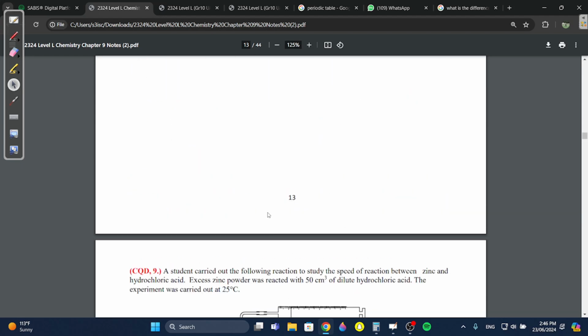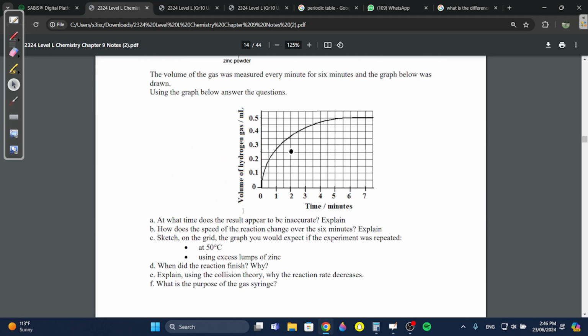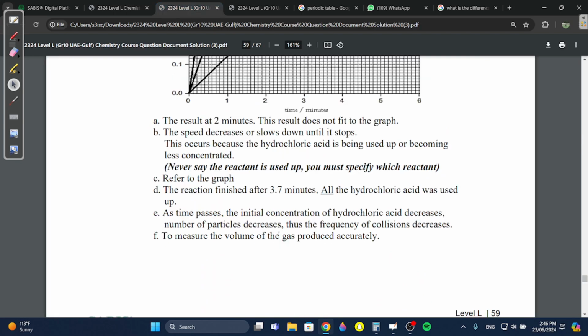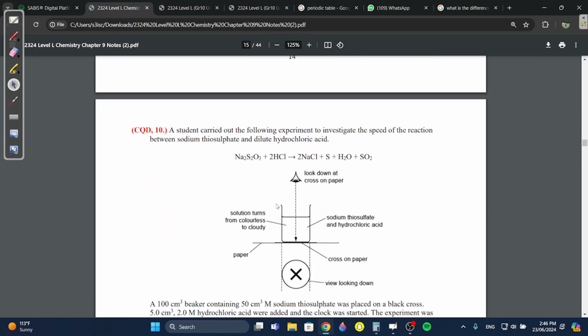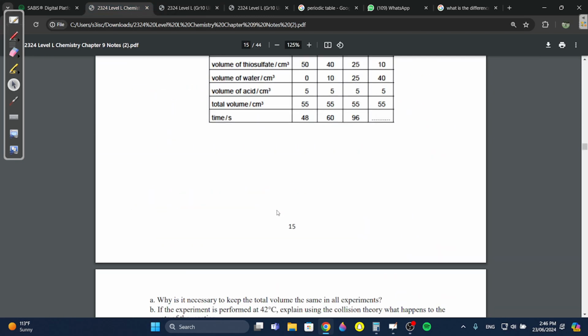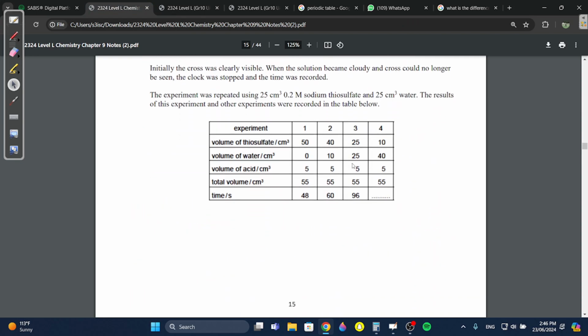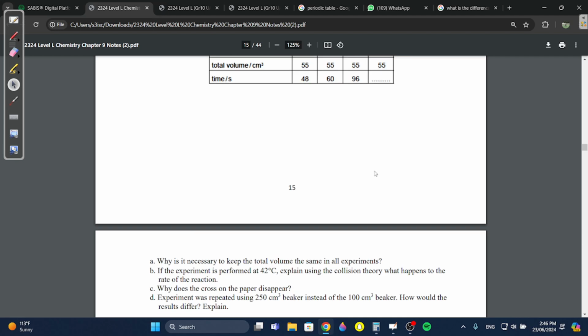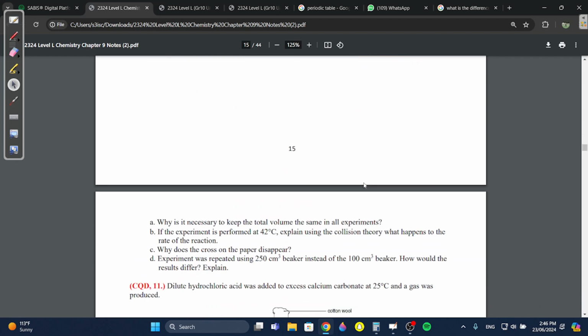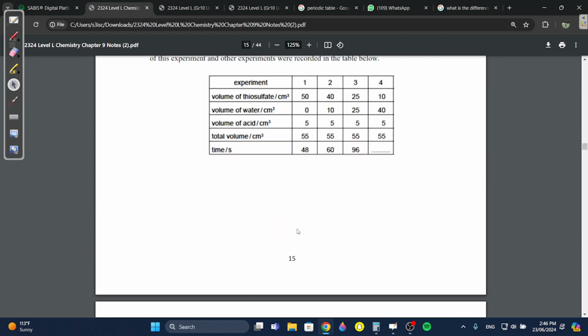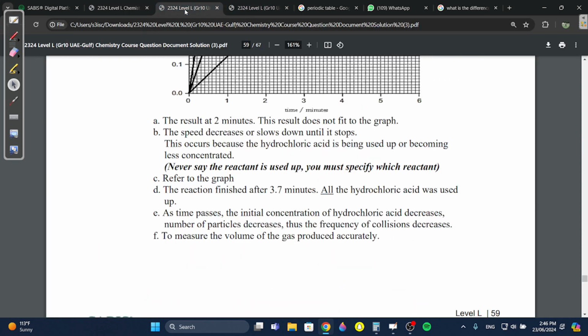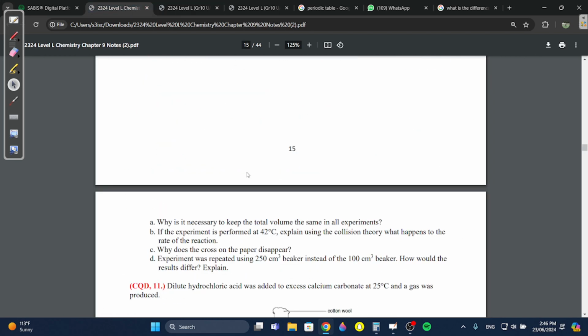What's the purpose of the gas syringe here? Obviously to collect and measure the volume of the gas, right? Okay, I'm gonna skip this because it was in the quiz. Why is it necessary to keep the volume the same? Obviously for fair comparison.